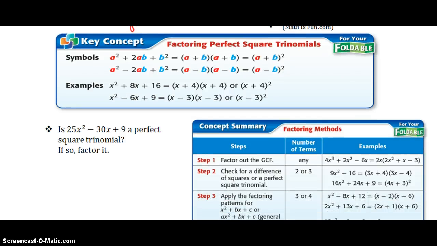Our first key concept box has a's and b's. So a squared plus 2ab plus b squared. We know when our second sign is positive that we have the same sign, either both positive or both negative. It's a perfect square if when you factor it out, you have a plus b times a plus b. You can rewrite that as a plus b squared.